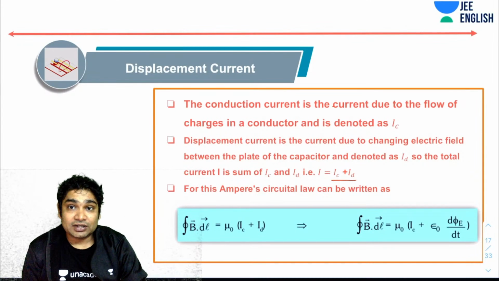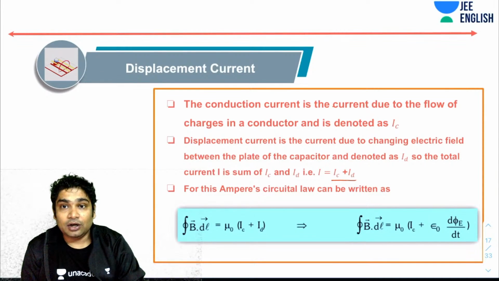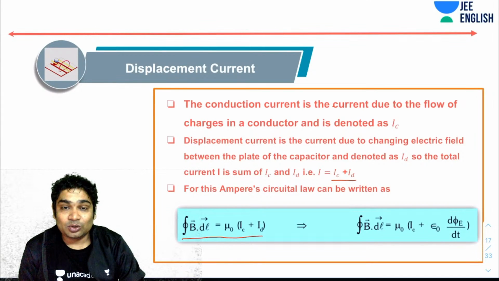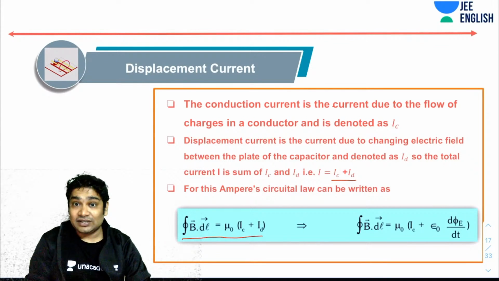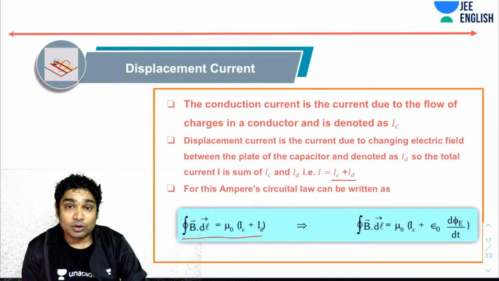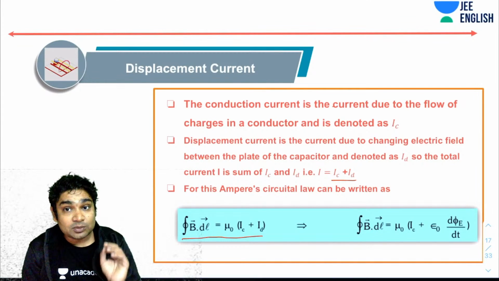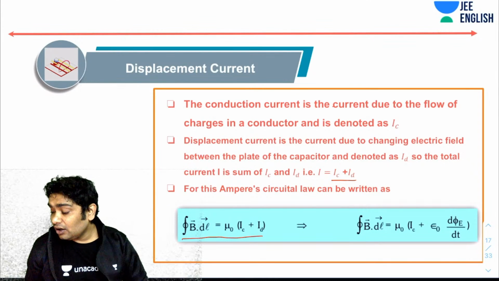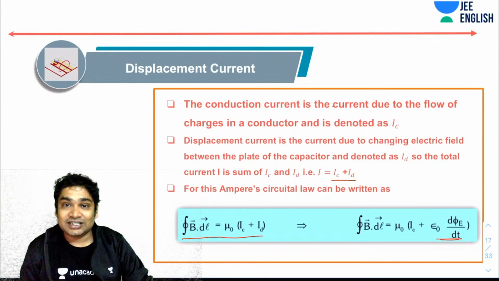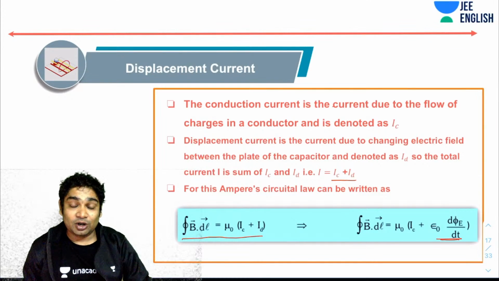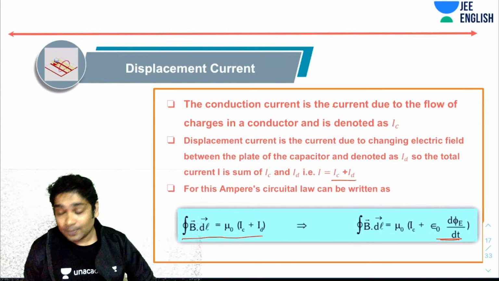Including that, Maxwell corrected Ampere's circuital law, and he gave this expression. So this is Maxwell's correction to Ampere's circuital law. Maxwell said that the integral of B dot dl would be equal to mu naught times IC plus ID. You have to take displacement current into consideration also, and if you write the expression for displacement current like this, then you have this expression. So this is the corrected form of Ampere's circuital law. This correction was suggested by Maxwell.